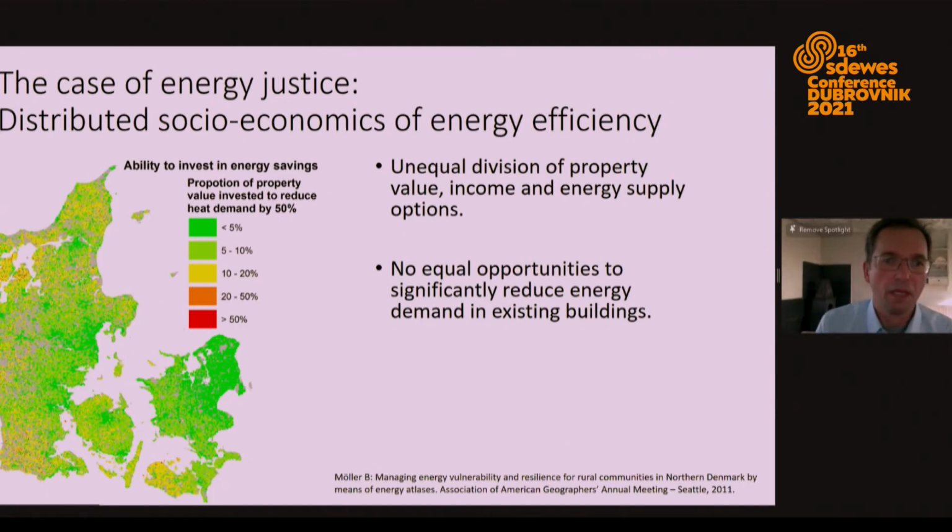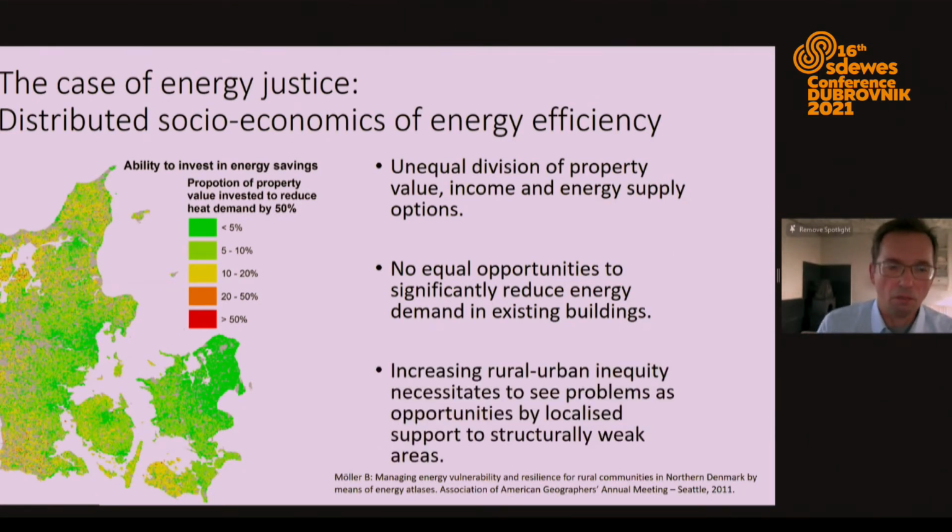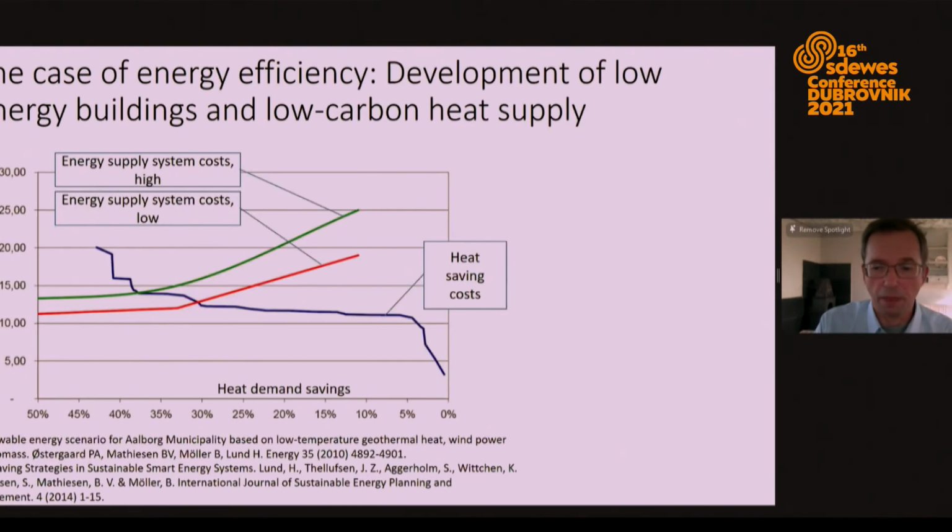And what you see on the map is the proportion of the property value that you need to invest in order to reduce the heat demand by 50%. And where this is not a big issue in the big cities where property prices are high, this is a serious issue in the periphery of Denmark, in the rural areas. So we see that we may have a rural-urban inequity, not just across Denmark, but specifically across Europe, that leads to new problems, where those areas that are structurally weak already may become even weaker in the future because they're left behind.